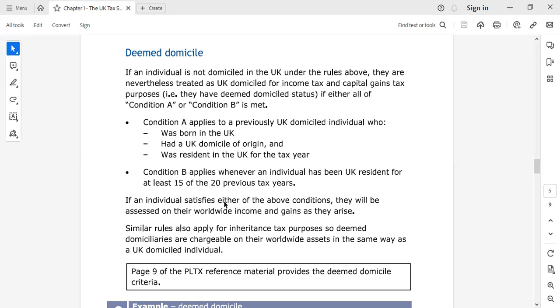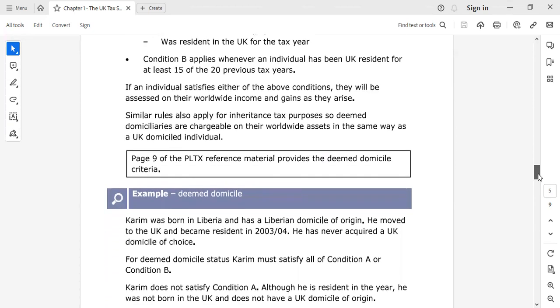If the person satisfies any one of these conditions, they will be assessed on their worldwide income and gains as they arise. Similar rules also apply for inheritance tax purposes. So deemed domiciles are chargeable on their worldwide assets in the same way as a UK domiciled individual.